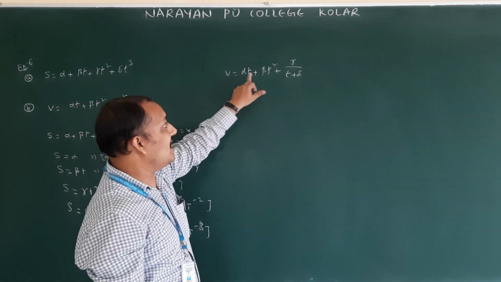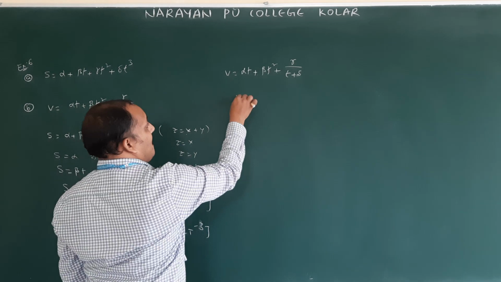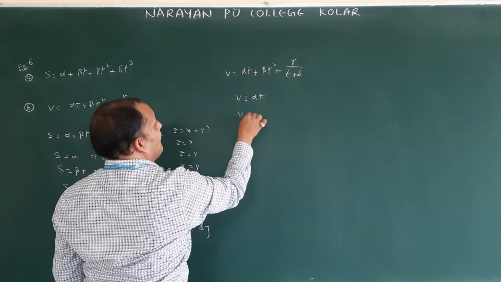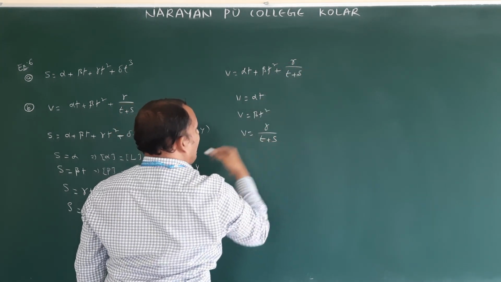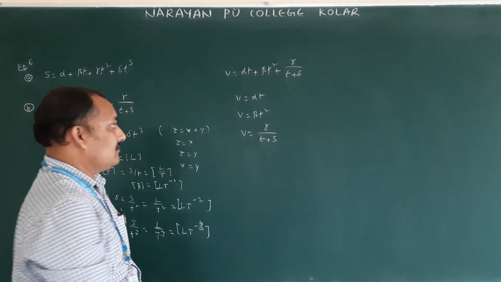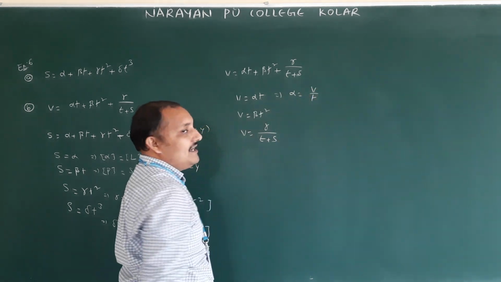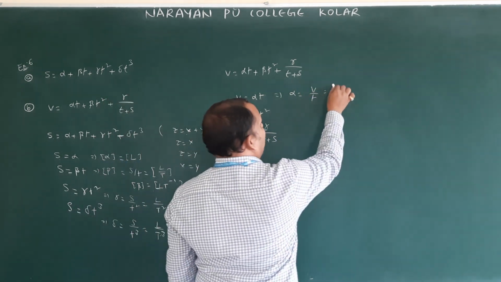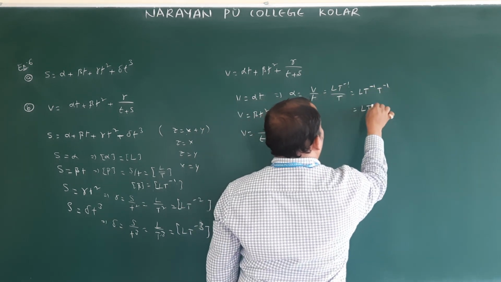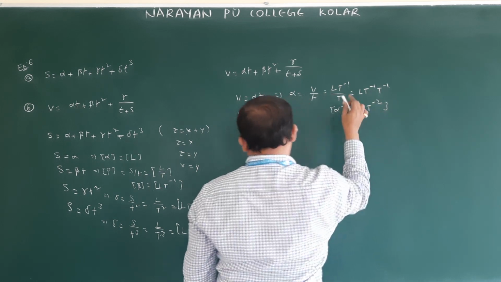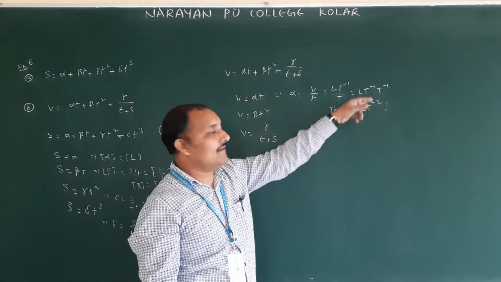Again we have to find the alpha, beta, gamma dimension formulas. According to the homogeneity principle, V is equal to alpha T, V is equal to beta T square, V is equal to gamma by T plus S. We will solve one by one. Alpha is equal to V by T. What is V? Velocity, dimension formula L T power minus 1, divided by T, so L T power minus 2. So the alpha dimension formula is L T power minus 2.